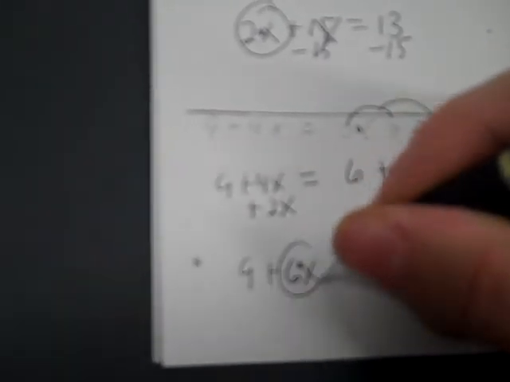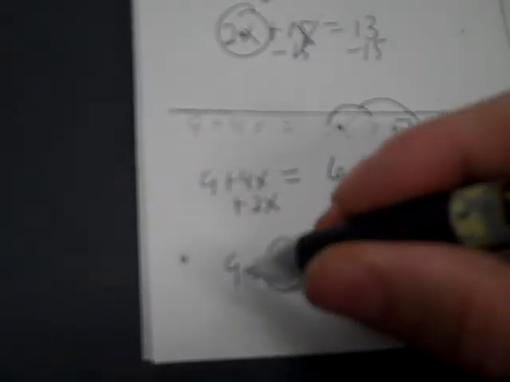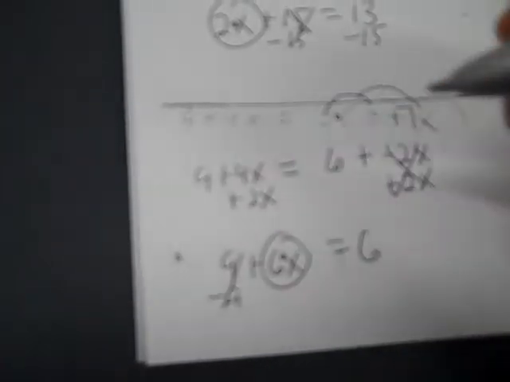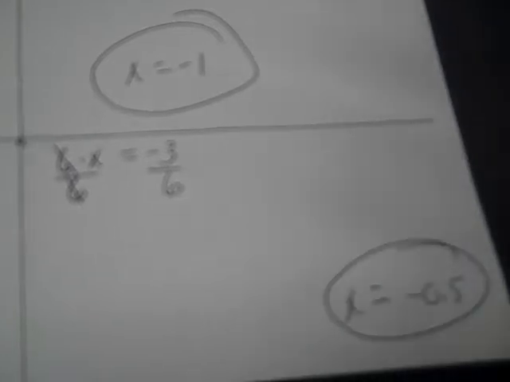Okay, so it's 6 times x, and I need to subtract the 9. 6 minus 9 is negative 3, so 6 times x equals negative 3. Then divide, but the answer is not negative 2, okay? You need to divide by the number that's multiplied by the x. And negative 3 divided by 6 is negative 0.5.